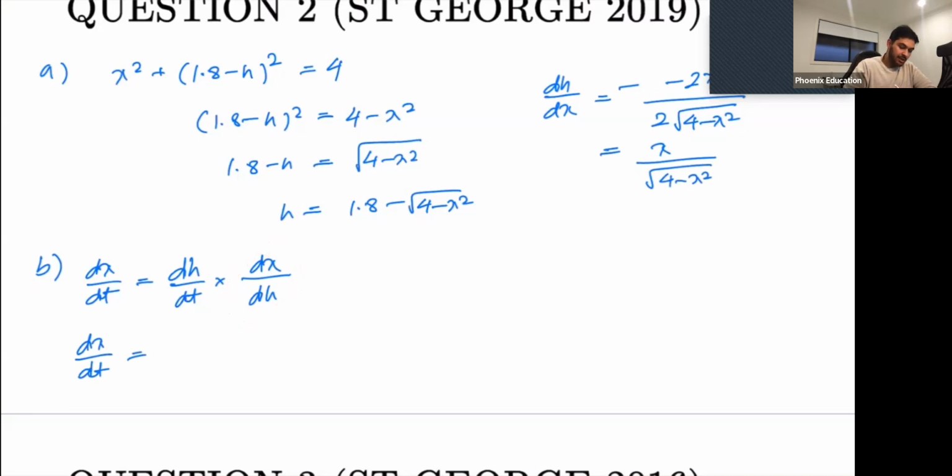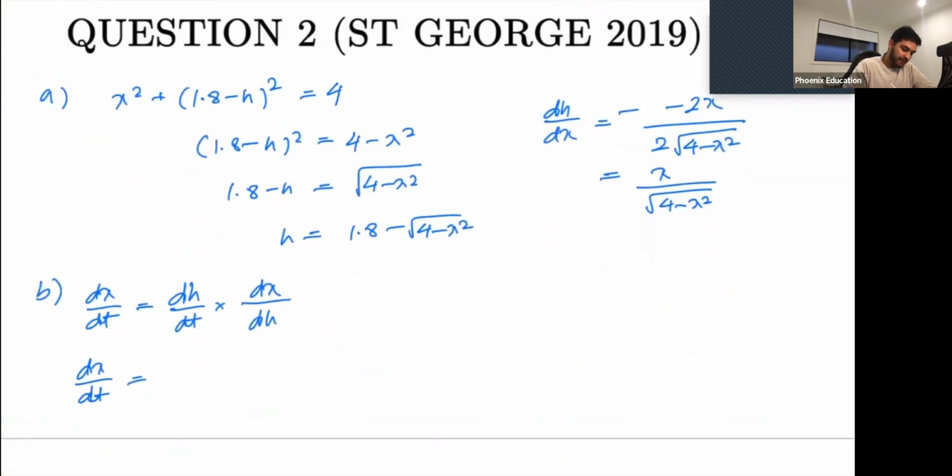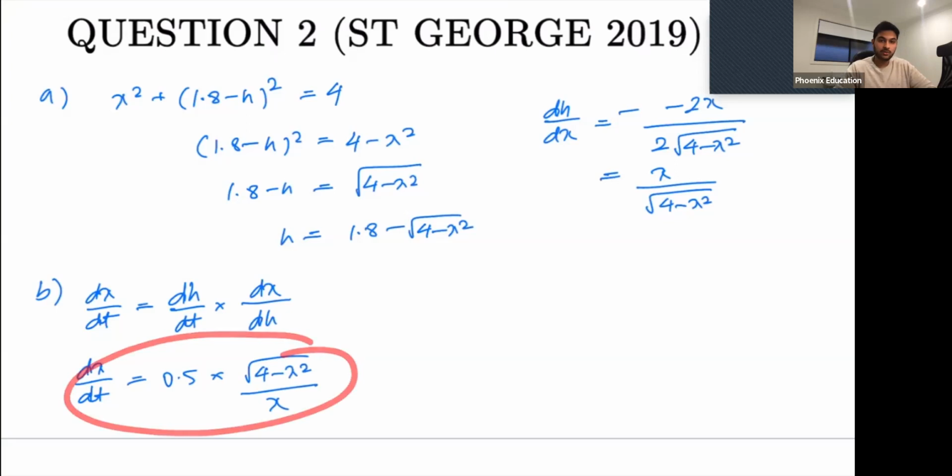And when I go to assemble it, I'll make that adjustment. So dh on dt, I was told was 0.5. So we'll plug that in, times 4 minus x squared over x. Okay, so now I've got my rate function sorted.